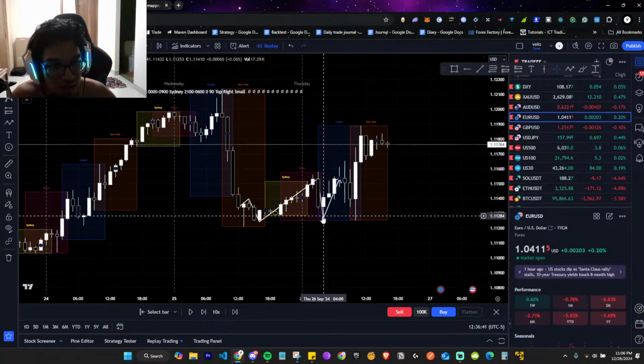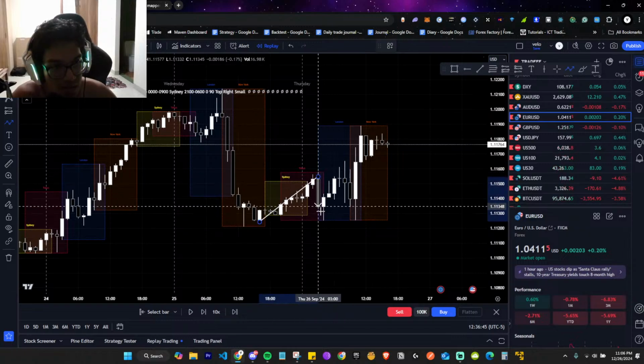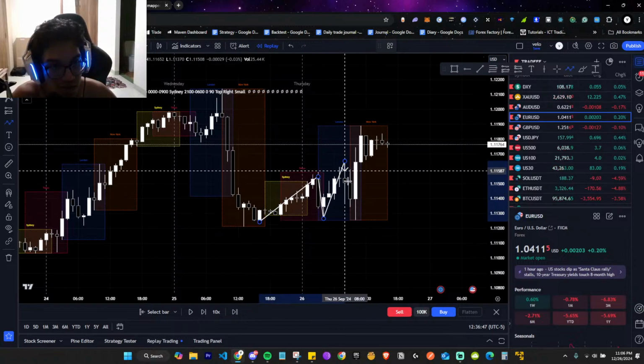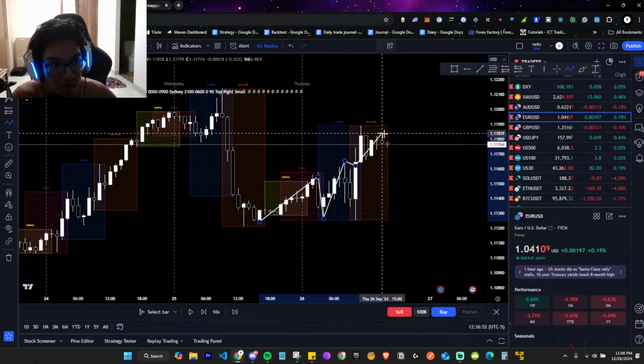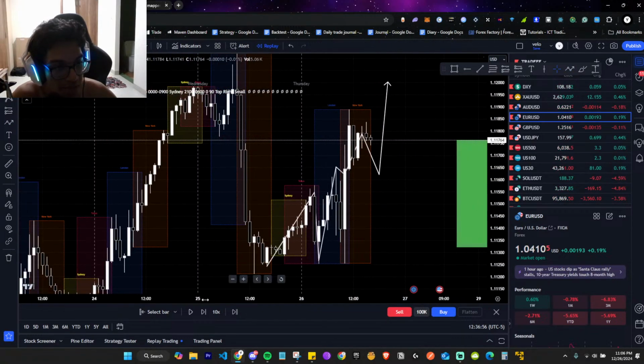Now we have a market structure shift. Now this is a rejection, but this is the candle that closes above. Therefore, we have a market structure shift. So I would expect price to pull back here and then retrace away. So let's see what price does next.